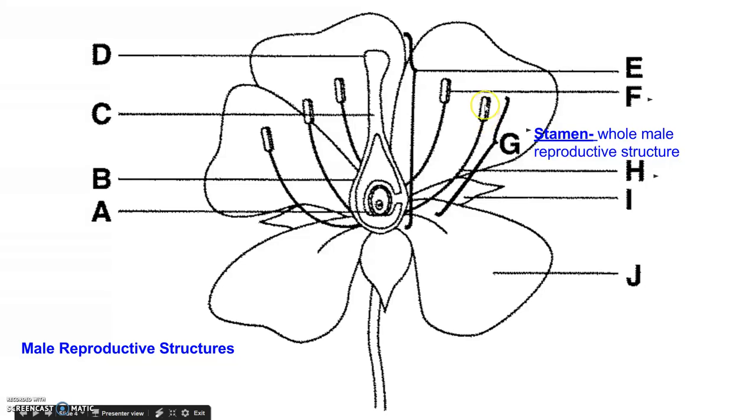That's this long part right here and this little part at the top. And that's called a stamen. And how can you remember that a stamen is a male reproductive structure? Yep, you got it. It has the word men in it. So go ahead and label that on your diagram.